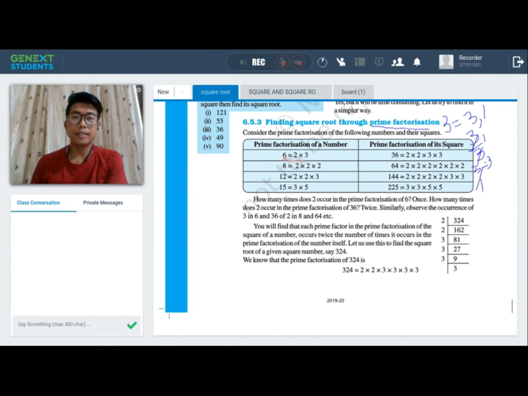6 is expressed as a product of 2 and 3. 2 and 3 are its prime factors. Now, prime factorization of its square.